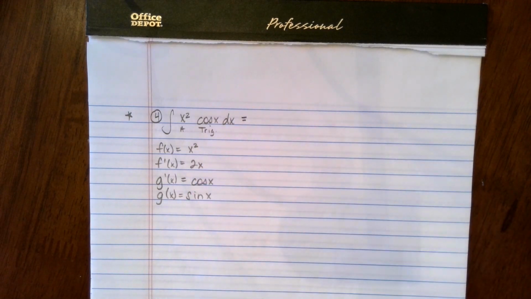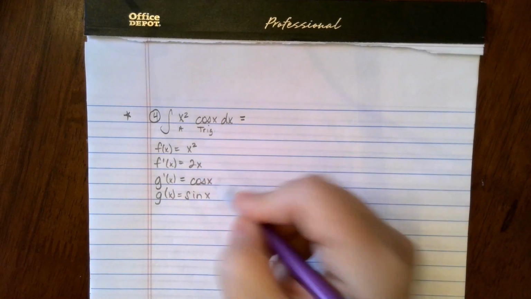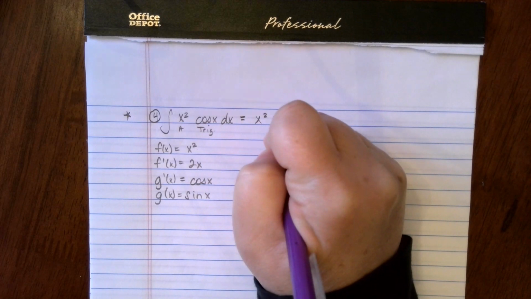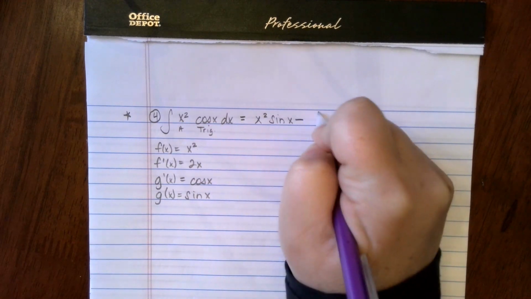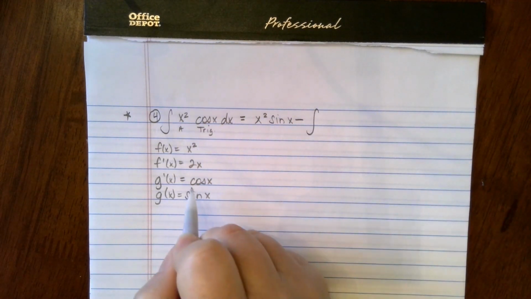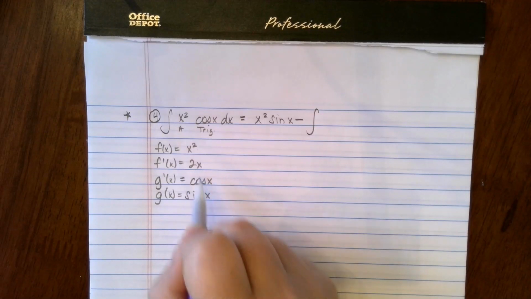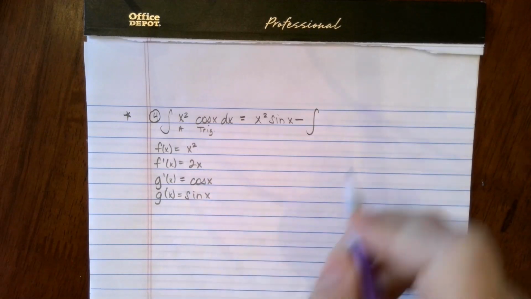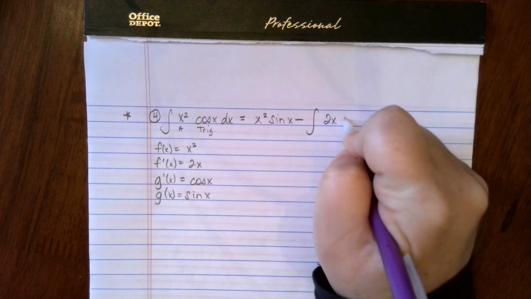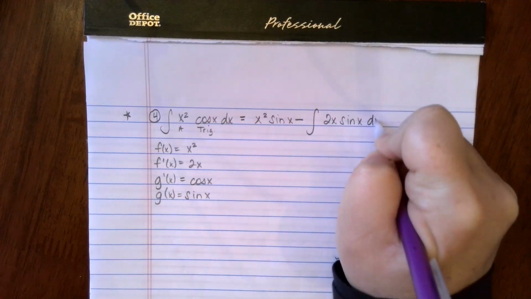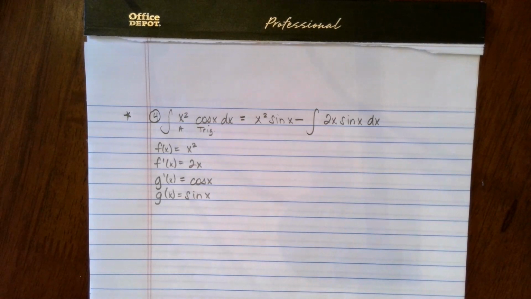So we start off with f of x, g of x. So x squared sine x minus the integration of g of x and f prime of x. So that's going to be 2x sine x. It doesn't matter what order you put them in. Now, do we see where things go different?